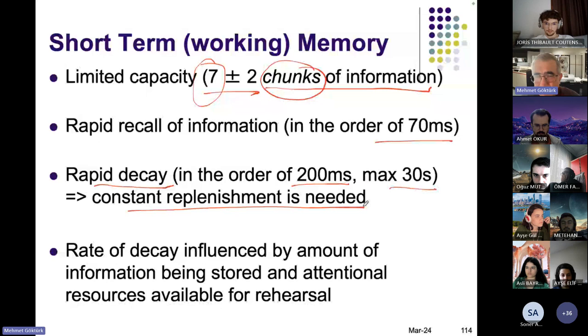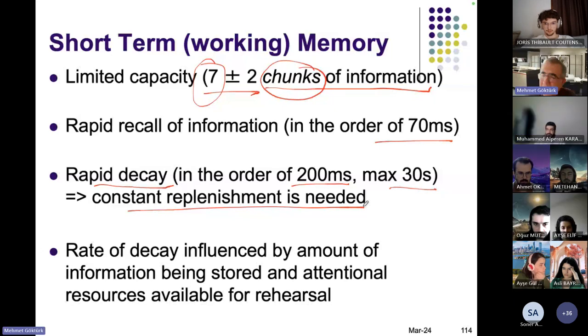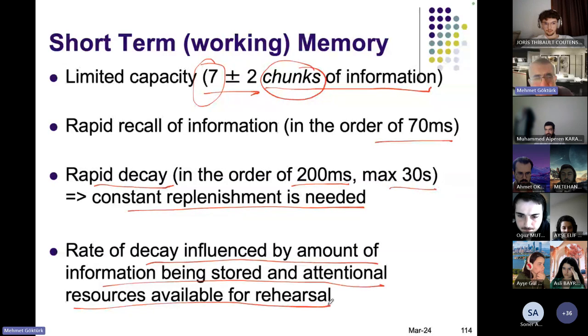You don't memorize it, but by repeating it, you can hold the information, like refreshing frequently. The rate of decay is influenced by the information being stored and attentional resources. It is also dependent on age. If you are young, it's a little better. If you get older, the capacity of short-term memory decreases. It is interesting.